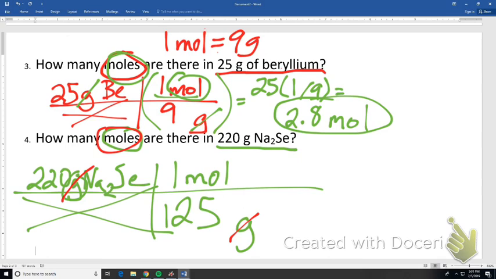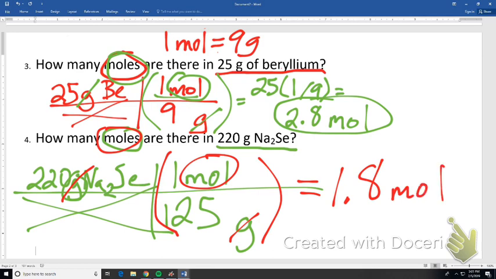I'm going to put this in my calculator. So 220, open a parenthesis, 1 divided by 125. Close it, enter. And I get about 1.76. So how about 1.8 moles? That's my answer. So that's how you convert grams into moles. Now let's go the reverse, moles into grams.